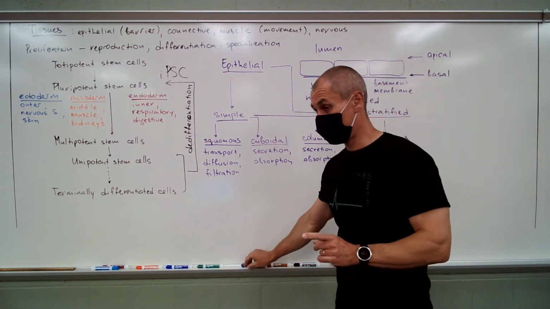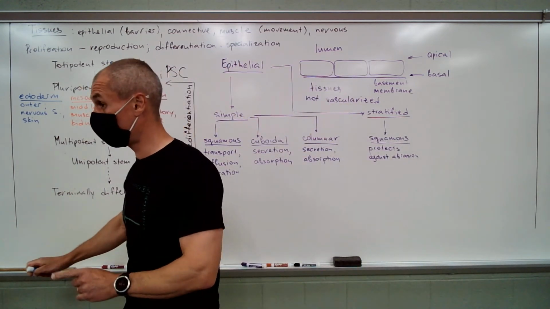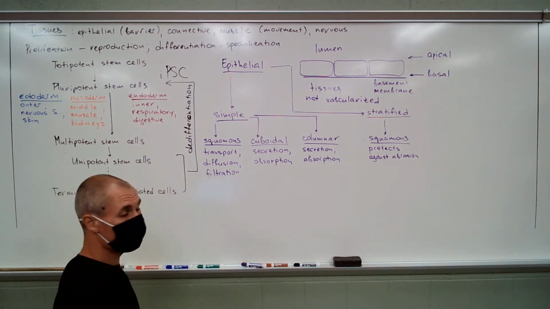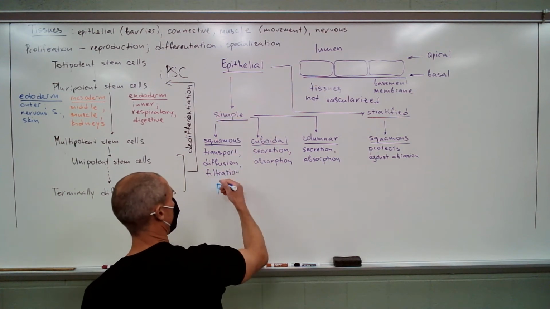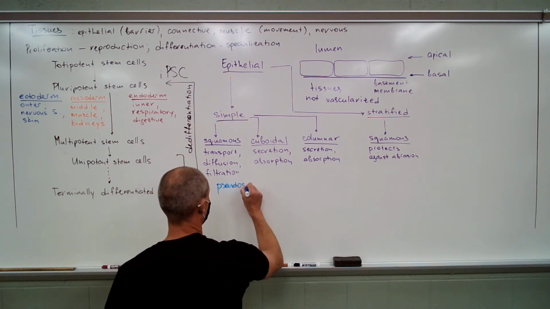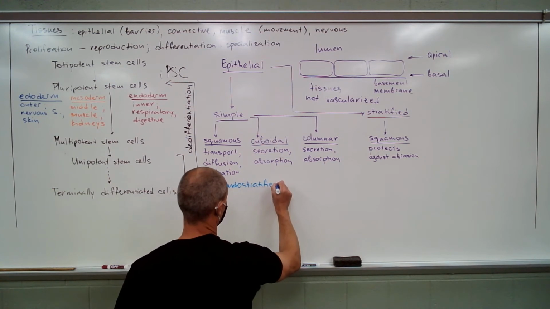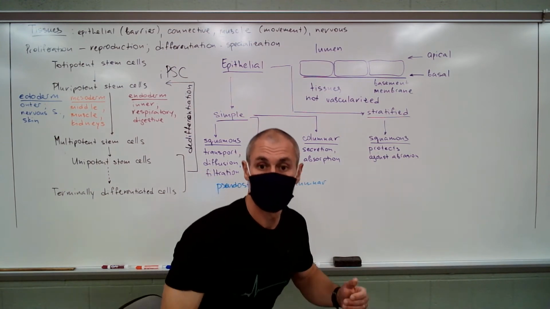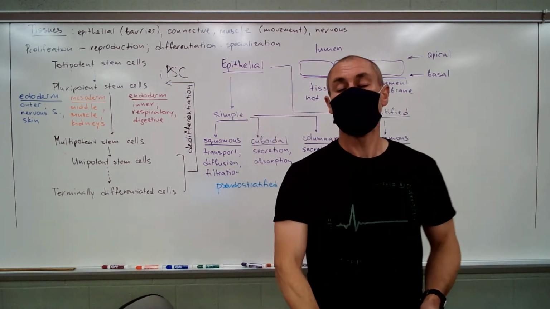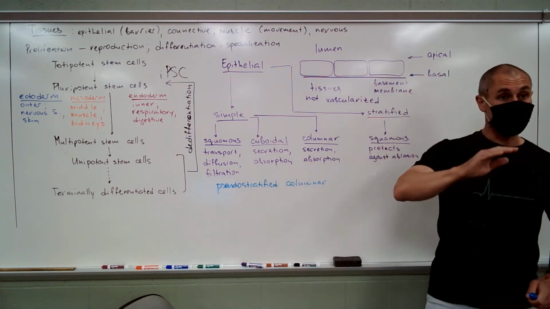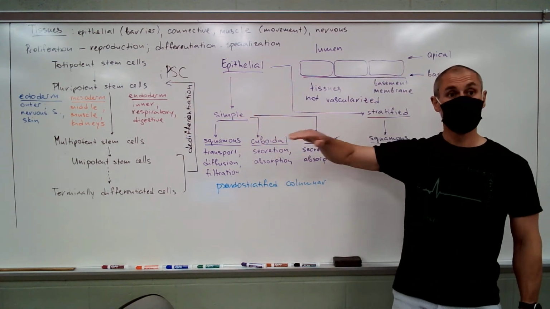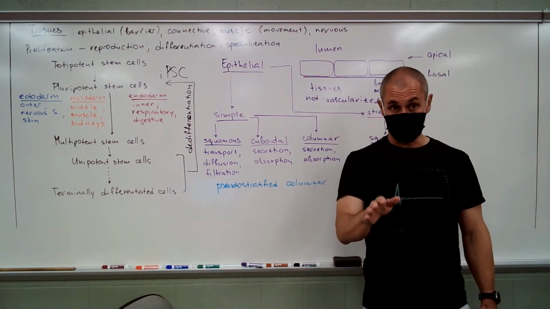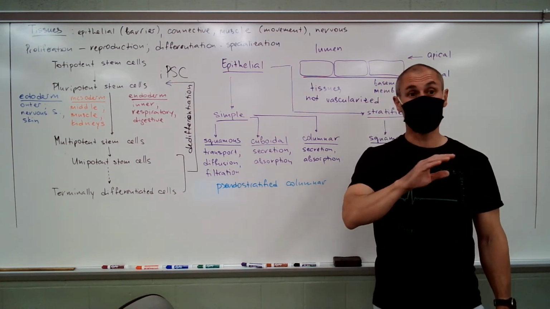There are two types that fall under the umbrella of these, but they're kind of weird. So one of them, I'm going to put under the simple pseudo-stratified columnar. Okay? And this is a different tissue? Yes, it is simple epithelium, but we call it pseudo-stratified because it looks like there are multiple layers. You follow me? But they're not.